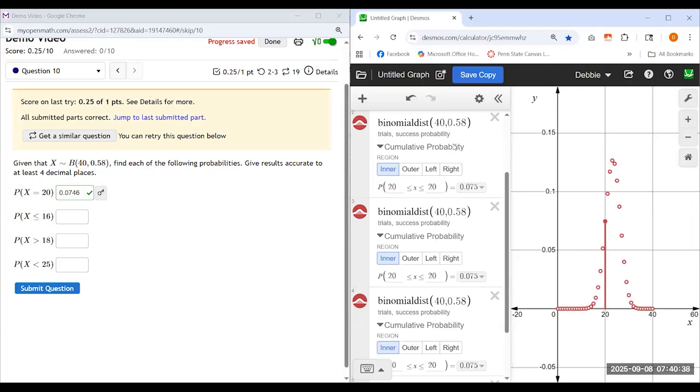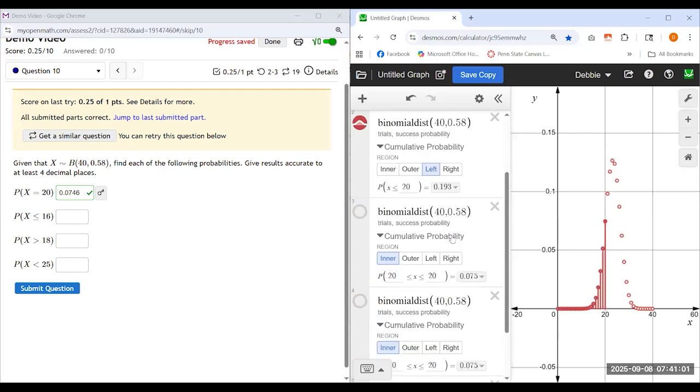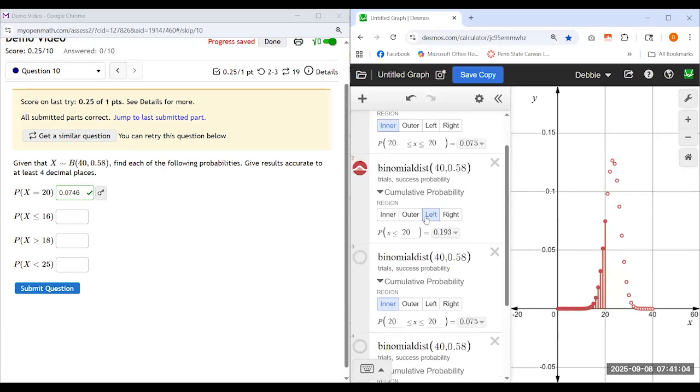My distribution is the same. I'm not changing anything in the definition of my distribution, but now I need the probability x is less than or equal to 16. So a less than probability, less than or equal to, means I want the left region of my binomial distribution, because it's less than or equal to some value.